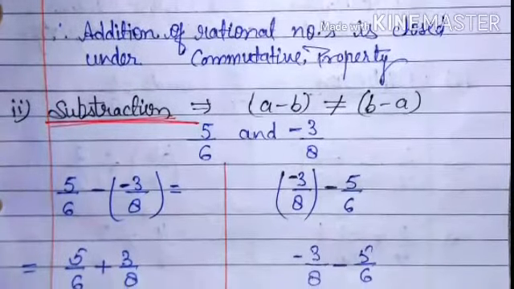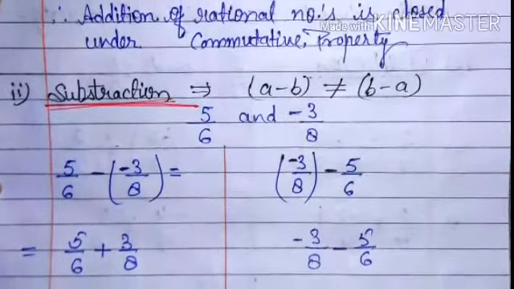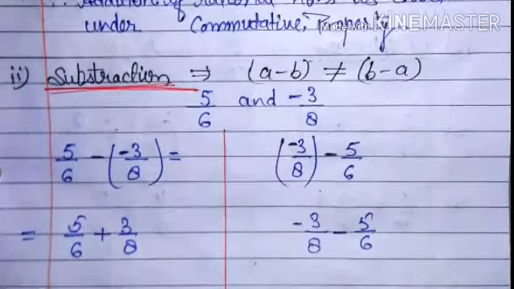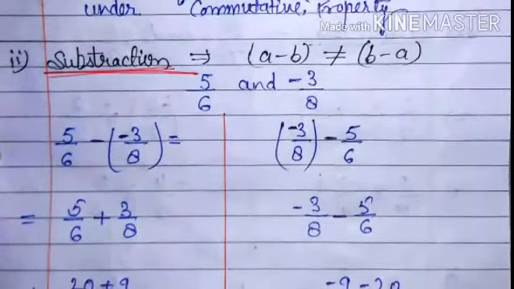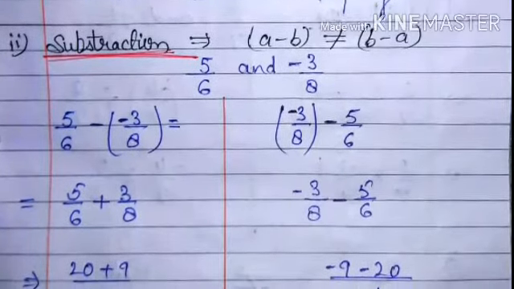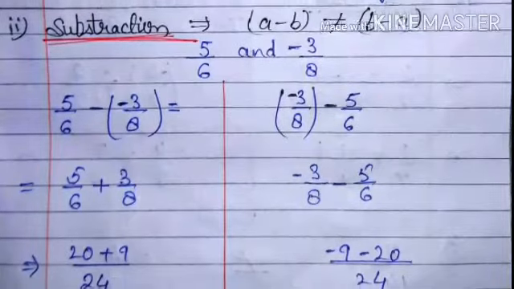Second, we will check for subtraction. That means if we have two rational numbers a and b, then we have to check whether a minus b is equal to b minus a or not. So we take two rational numbers, 5/6 and minus 3/8.